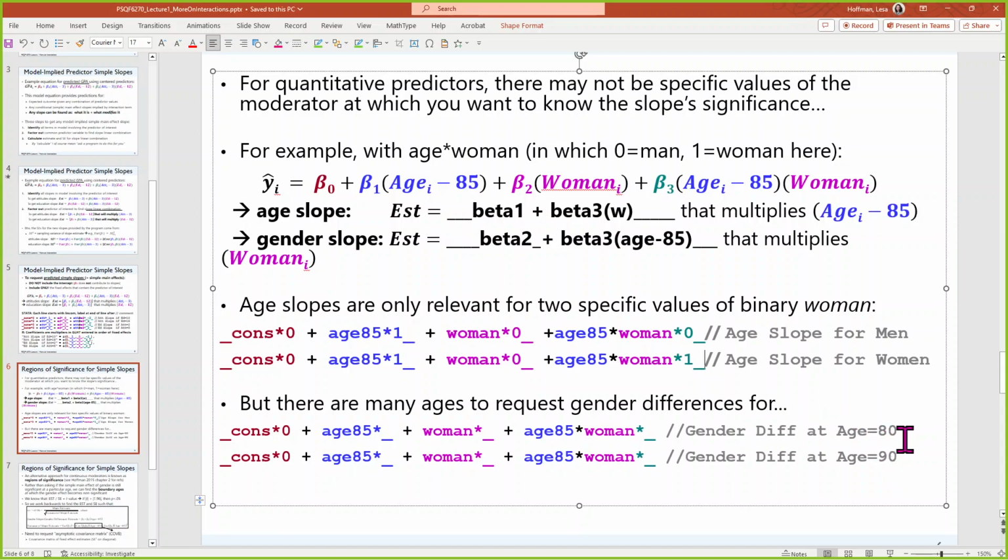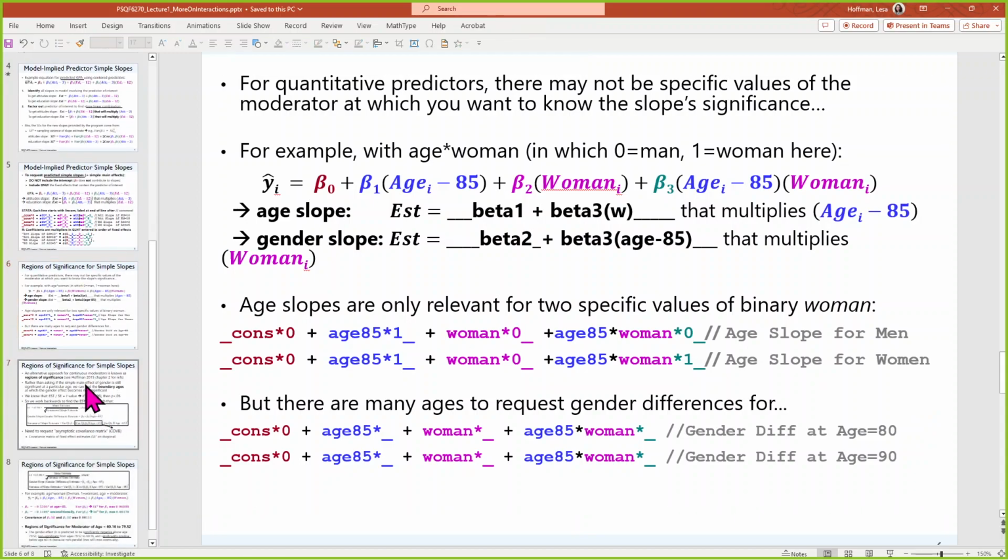Now, what about the other side? What if I'm interested in gender differences? Well, these are old people. If I'm centering at 85, I could do it at 70, 80, 90, 100. Is that useful to compute like 7,000 slopes? Probably not. What I really want to know is for whom is there a gender difference and for whom is there not?